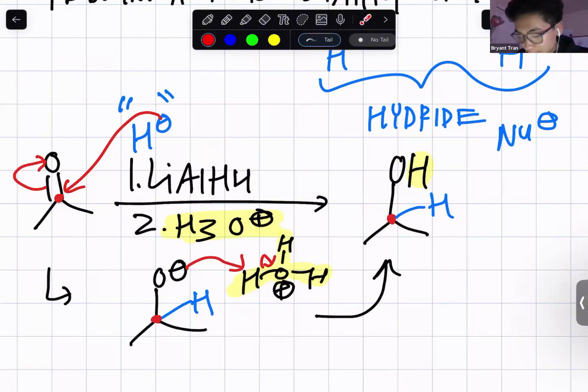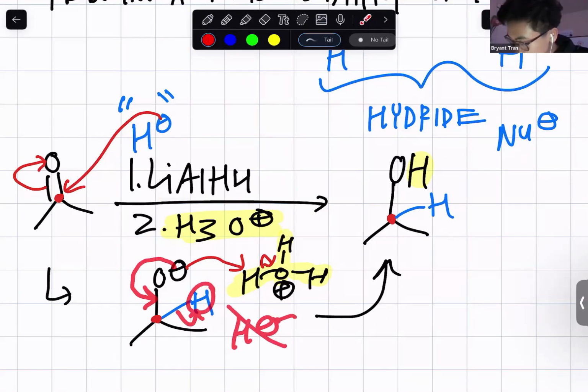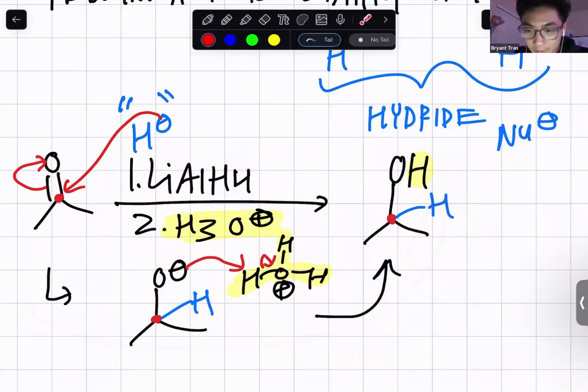And this is an irreversible reaction because we can't go backwards, right? We can't make a carbon double bond oxygen here and kick out that leaving group, because this hydrogen, when it leaves with a negative charge, is too unstable. Hydrogen cannot handle that negative charge. It's too small and too non-electronegative. So that's why it cannot go backwards. It's going to go forward to that alcohol.